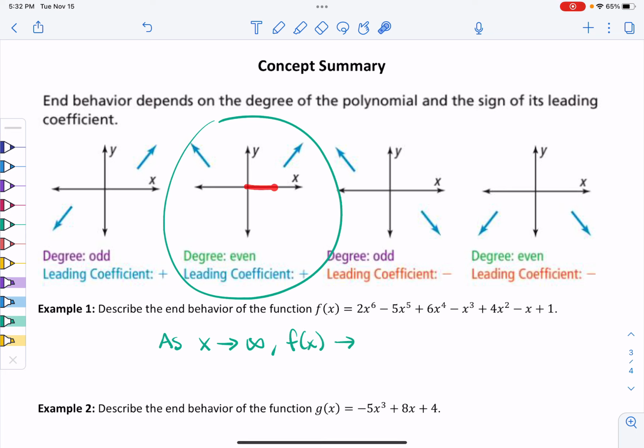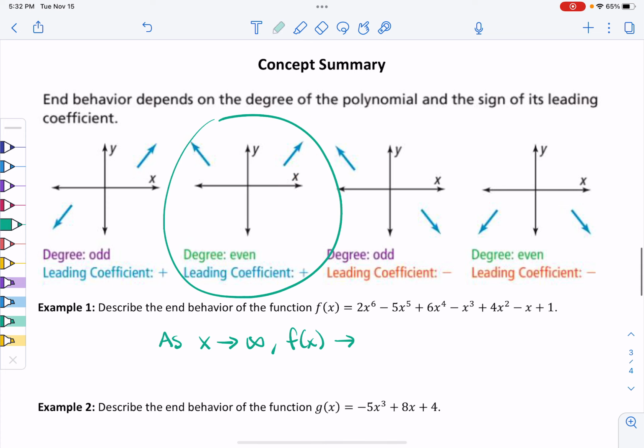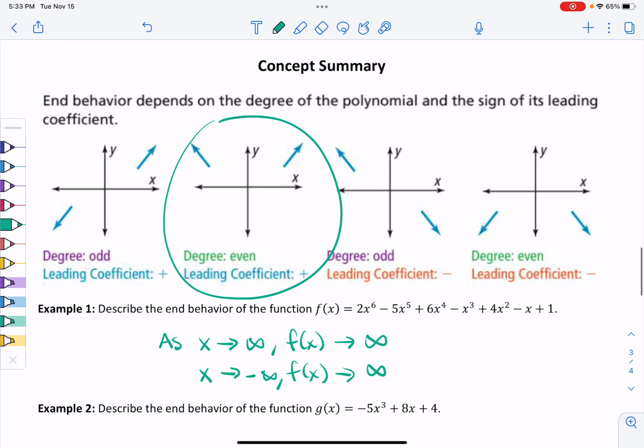well, let's see, as we go to positive infinity, we are going up. So we're going to positive infinity as well. And I'm going to write it below it, and as x is going to negative infinity, f of x is going up as well. It's going to infinity still. So that describes the end behavior of our graph.